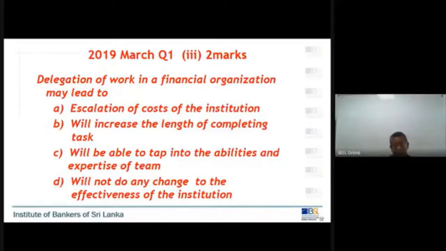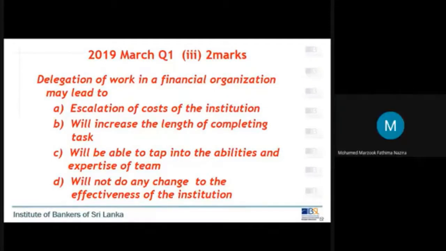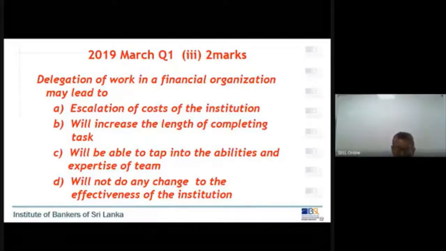Now suppose the boss wants to type a letter to the management or to the head office. That letter is given to you. You are very competent and very good on the computer, so you type the letter faster than your boss. So that means B is not the correct answer. Clear? The third one: will be able to tap into the abilities and expertise of the team.